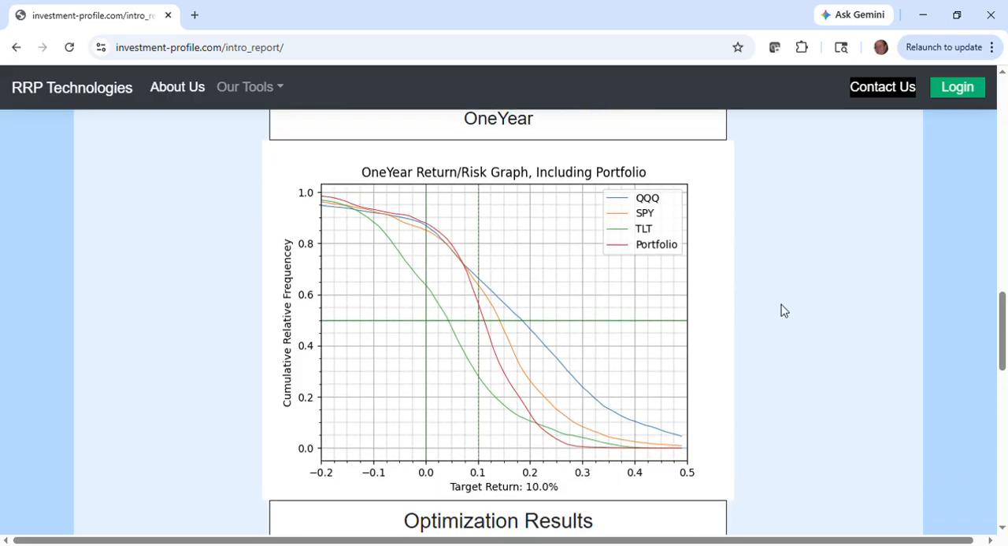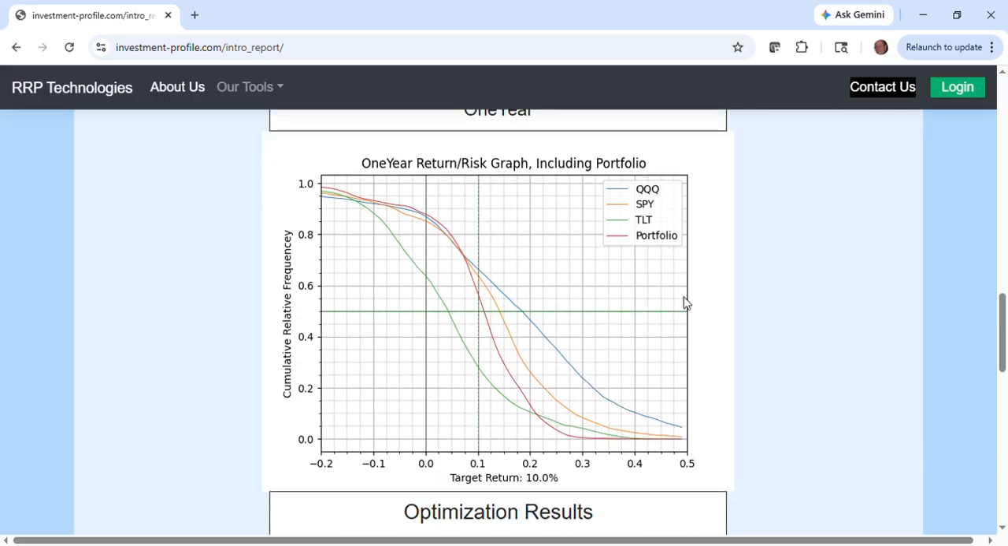Next, I'd like to show a graph that we call an IRRP graph. You can see there are curves for each of the different securities, as well as a curve for the portfolio. These curves are actually cumulative distribution curves corresponding to the returns that we just saw in the previous graph. And there's some helpful information that can be read off of this graph. You see the target return that I selected was 10%.